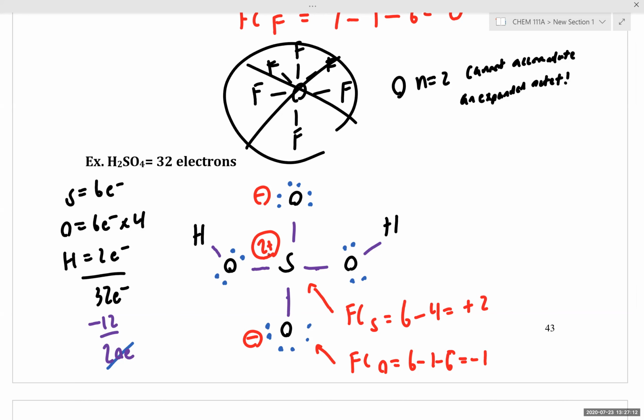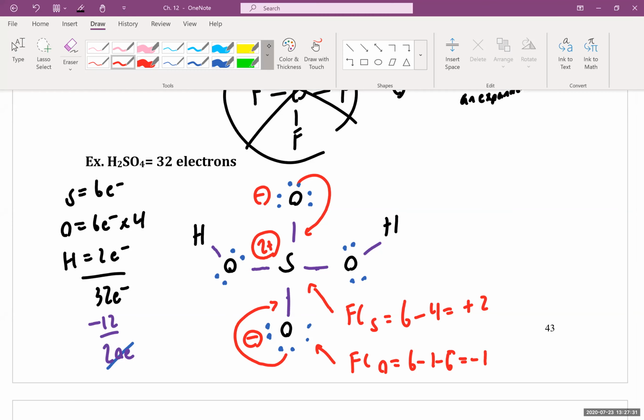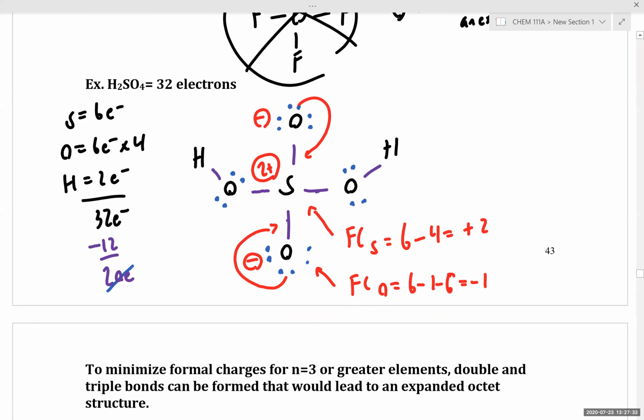How can we minimize formal charges? What can we form if we want to minimize formal charges? Bonds, yep. So we're gonna kick down a lone pair from each of our negative oxygens, and we're gonna form an expanded octet structure for sulfuric acid that looks something like this.